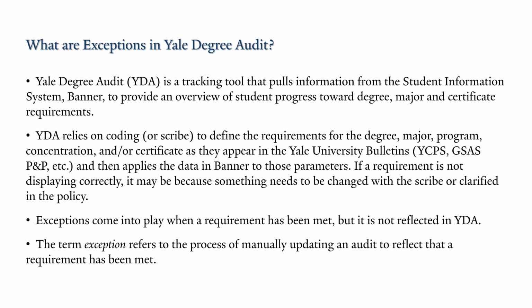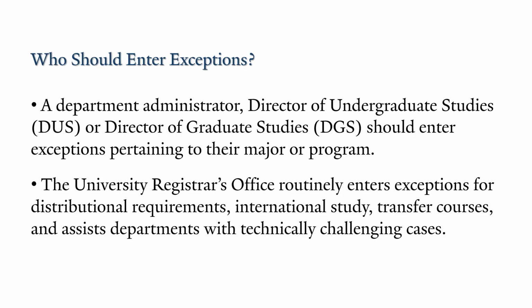If a requirement is not displaying correctly, it may be because something needs to be changed with the scribe or clarified in the policy. Exceptions come into play when a requirement has been met, but it is not reflected in YDA. The term exception refers to the process of manually updating an audit to reflect that a requirement has been met. Who should enter exceptions?